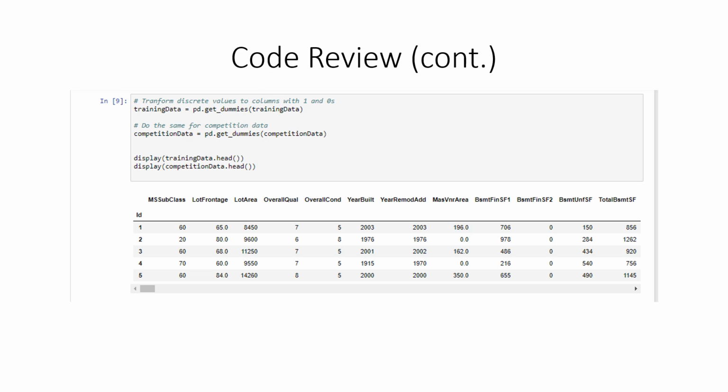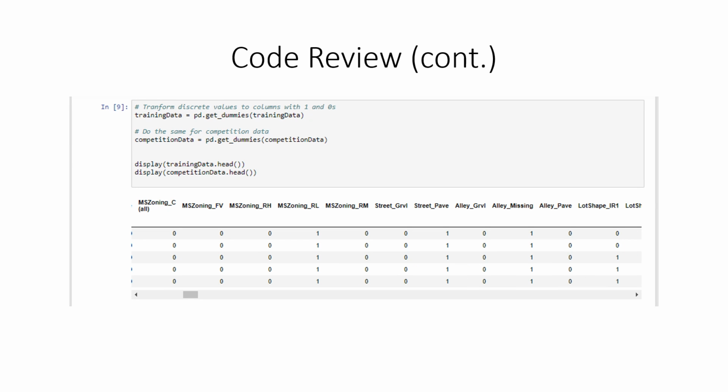And what get_dummies does is it transforms all of the features that are categorical. It's going to take those unique values and create new features, and the values of those new features are going to be 1 or 0. And this will allow us to perform our machine learning linear regression with that categorical value, now because they are continuous values. We do this both for the training data and the competition data, and then we display it to see what it looks like.